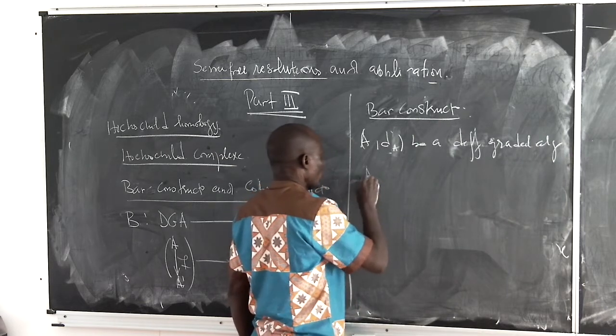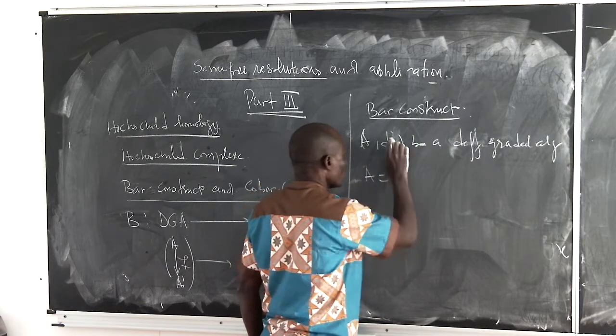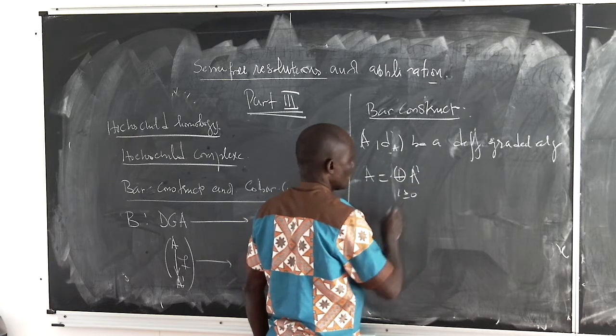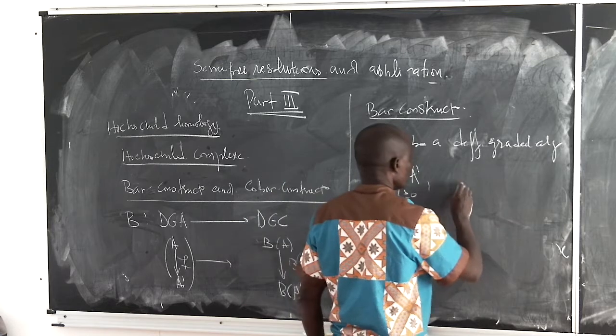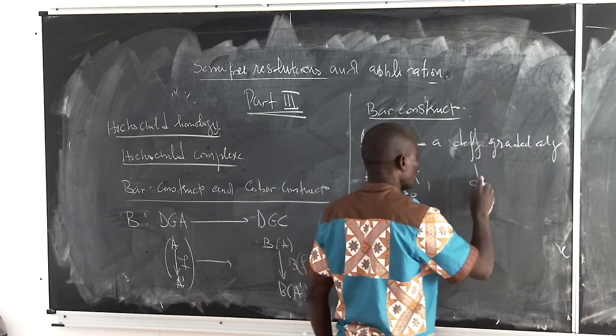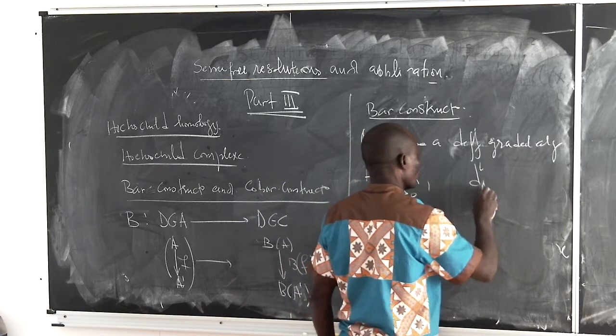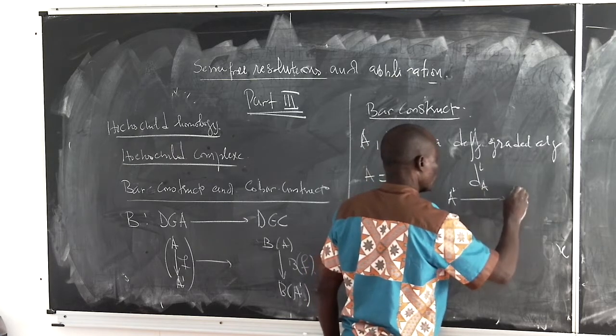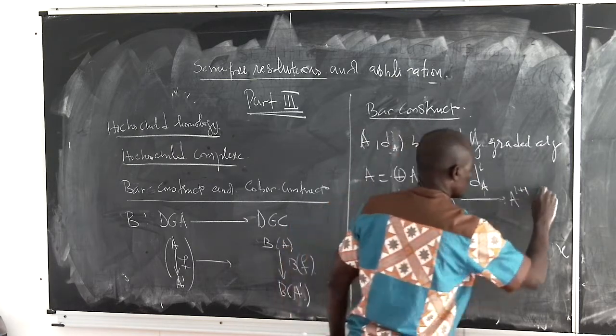That means our A here is equal to A_i, i greater or equal to 0. D here is the differential from A_i to A_{i+1}. This is for all i.